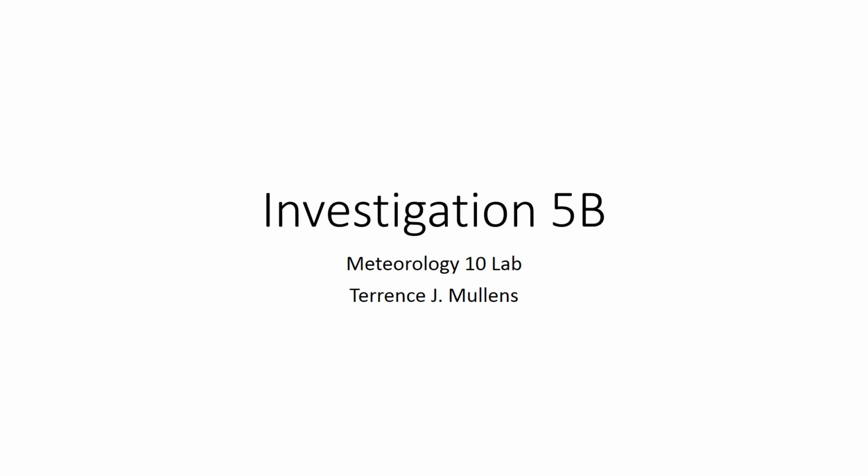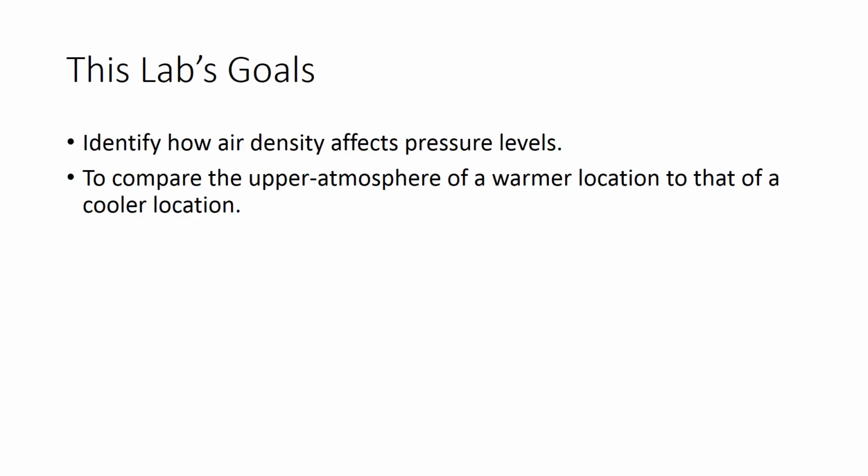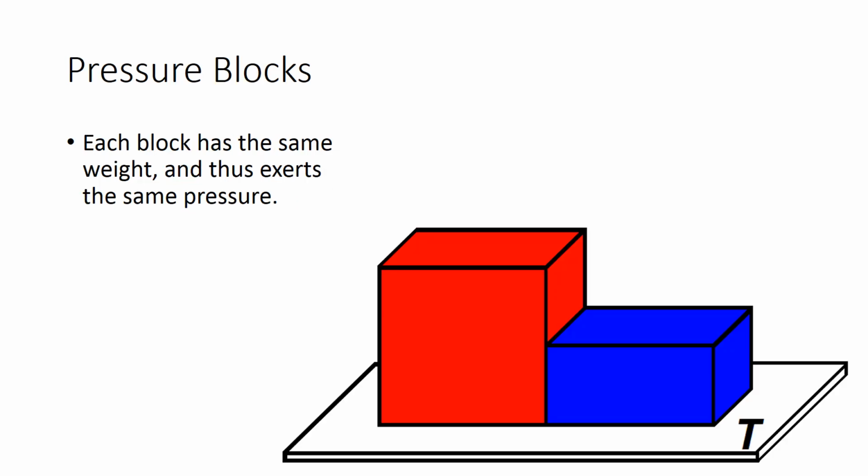And let's jump in. So, the goals for this lab are first to identify how air density and temperature affect pressure levels, and then to compare the upper atmosphere of a warmer location to that of a cooler location. And usually the way I do it in my lecture classes is I talk about it in terms of columns of air. But in this particular investigation, we're actually going to get to play with blocks.